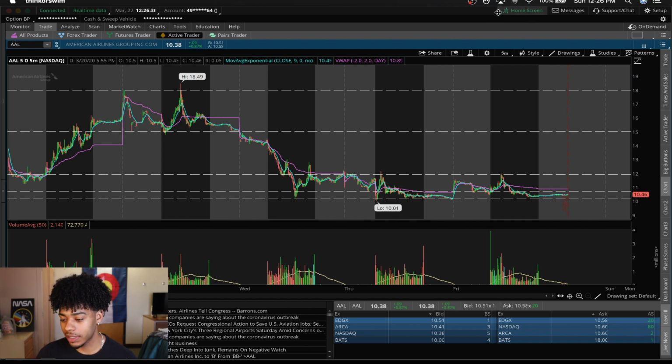But the stock we're looking at is American Airlines. And we can see that over the past 5 days, it's very bearish, which we already know because of the coronavirus and everything that's going on right now. It's driving these stock prices down.